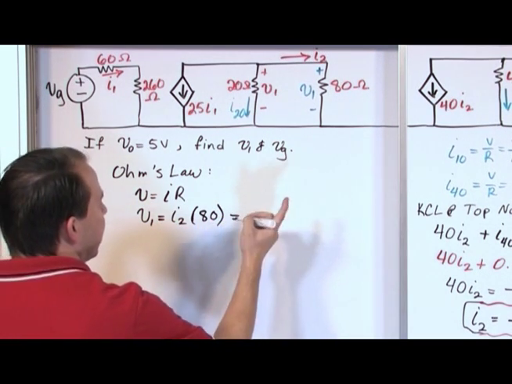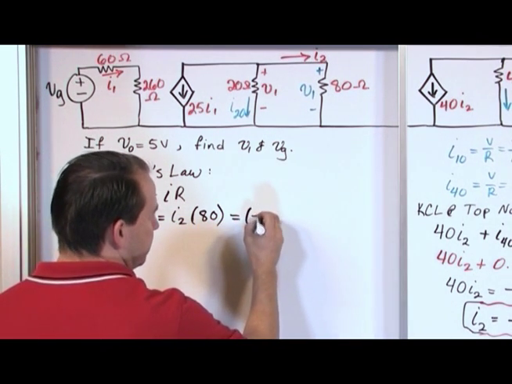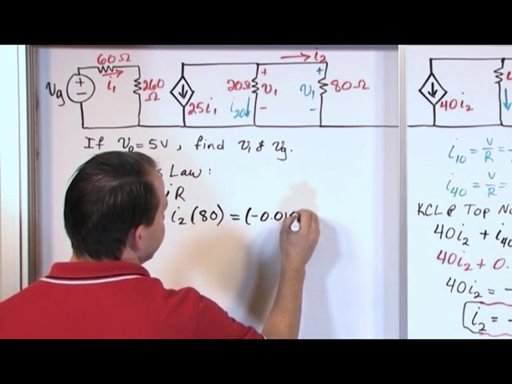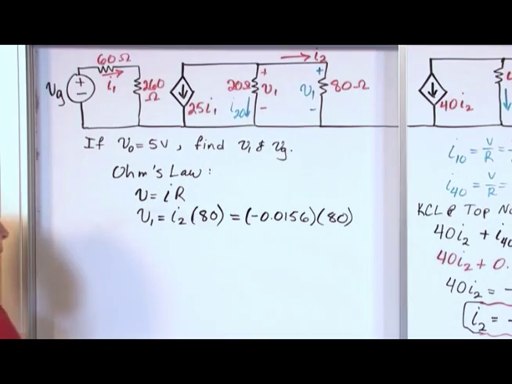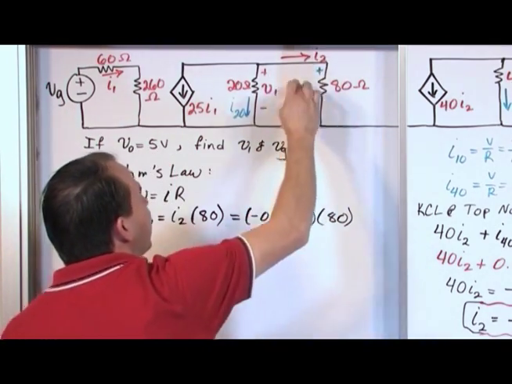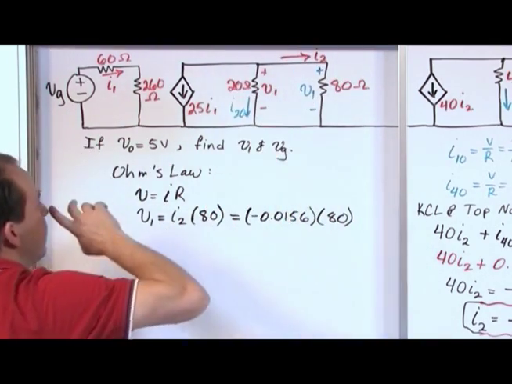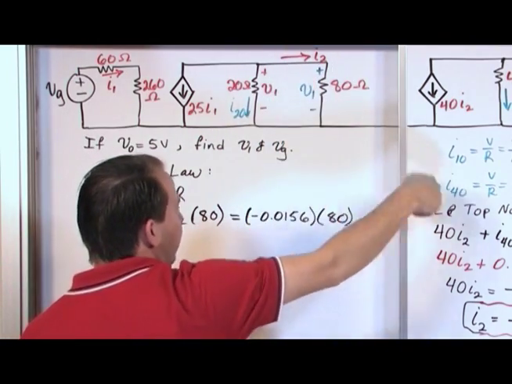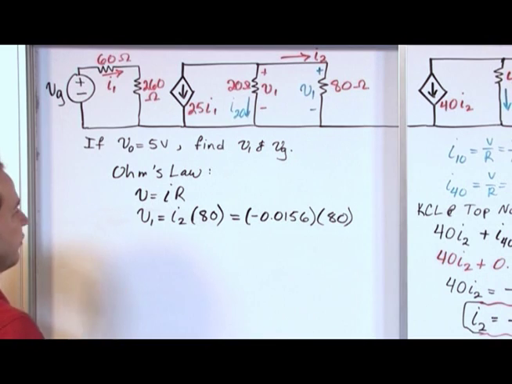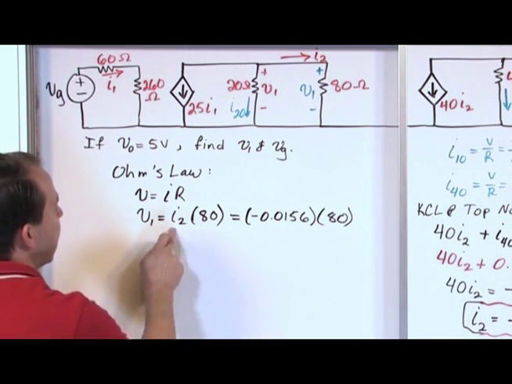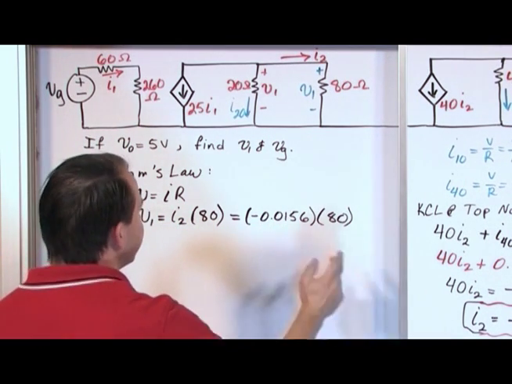And so what this is, I sub 2, we just found negative 0.0156 times 80. Notice we stuck the negative in here because this polarity and everything is all given to us and consistent with our drawing. So we don't care that it's really backwards. We just draw it in the direction of the drawing, which is I times R. I happens to be negative, so we stick a negative in there.